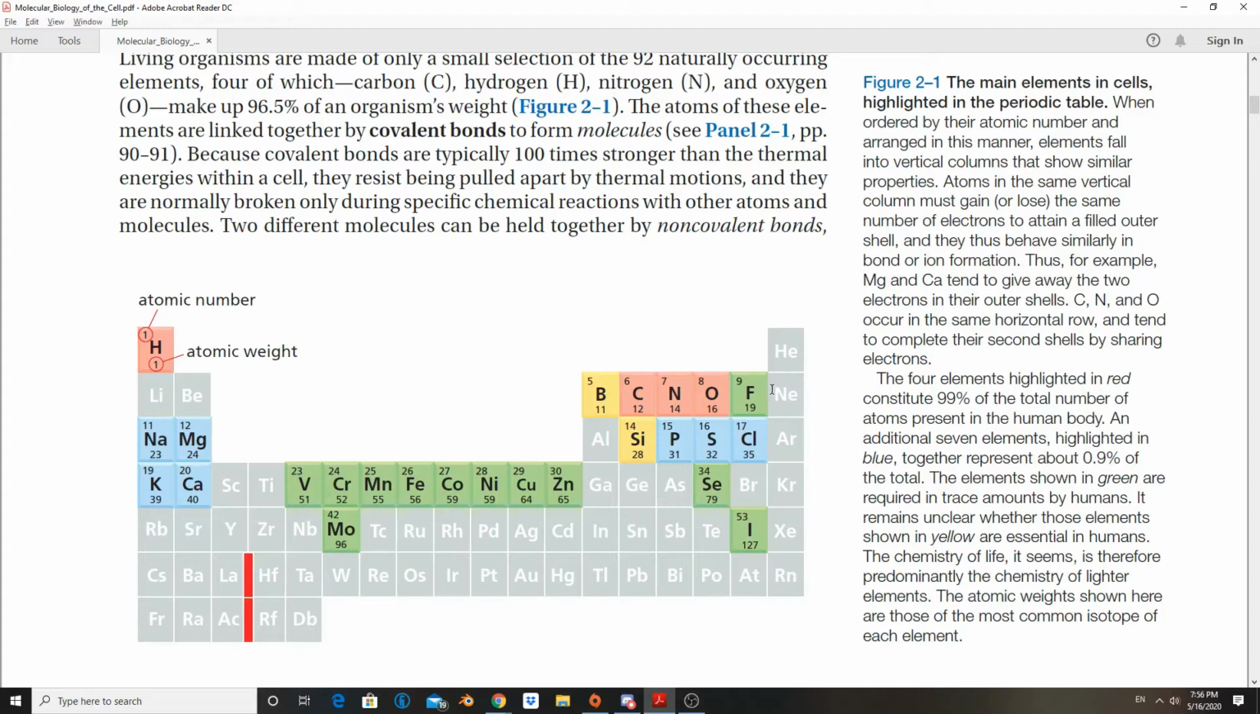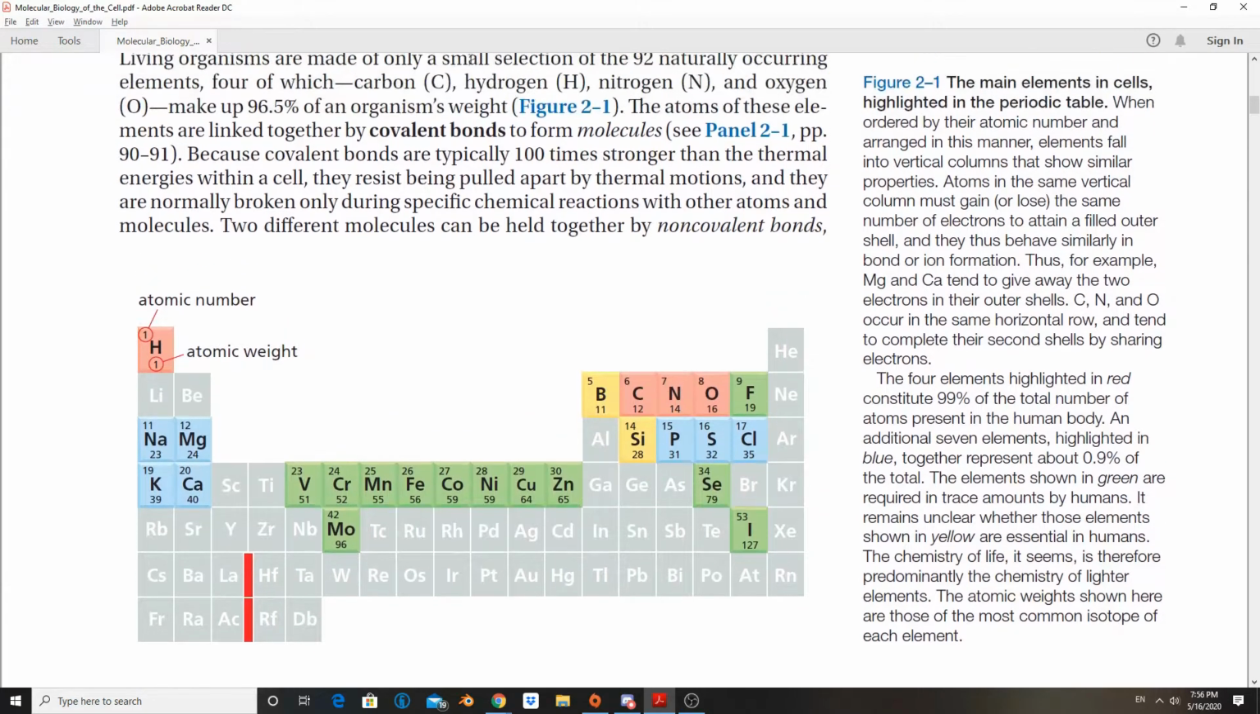We don't really know if they're actually essential for humans. And the green ones are just the general elements that are required in trace amounts. So stuff like iron, nickel, manganese, molybdenum, zinc, selenium, those kinds of things that you do need, but not as much as even the blue chemicals.